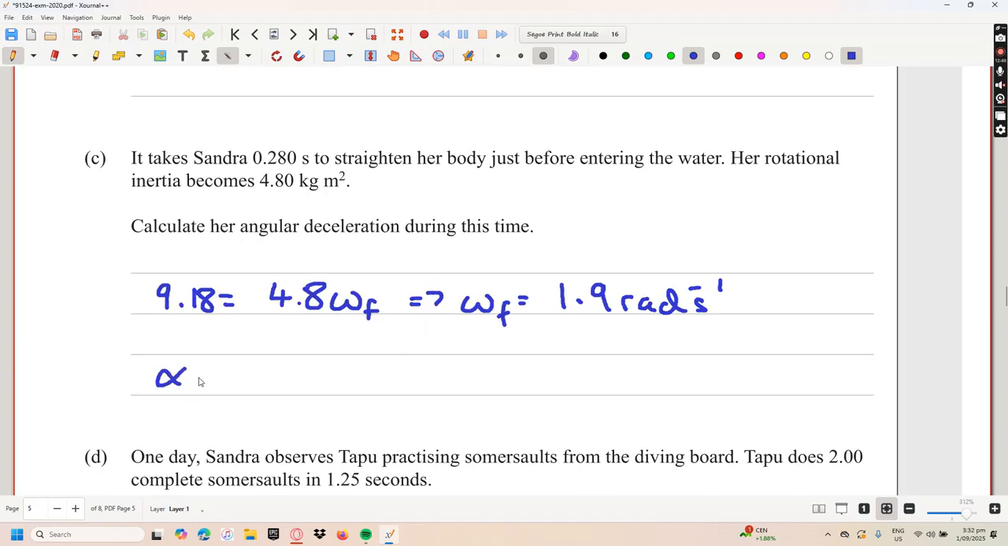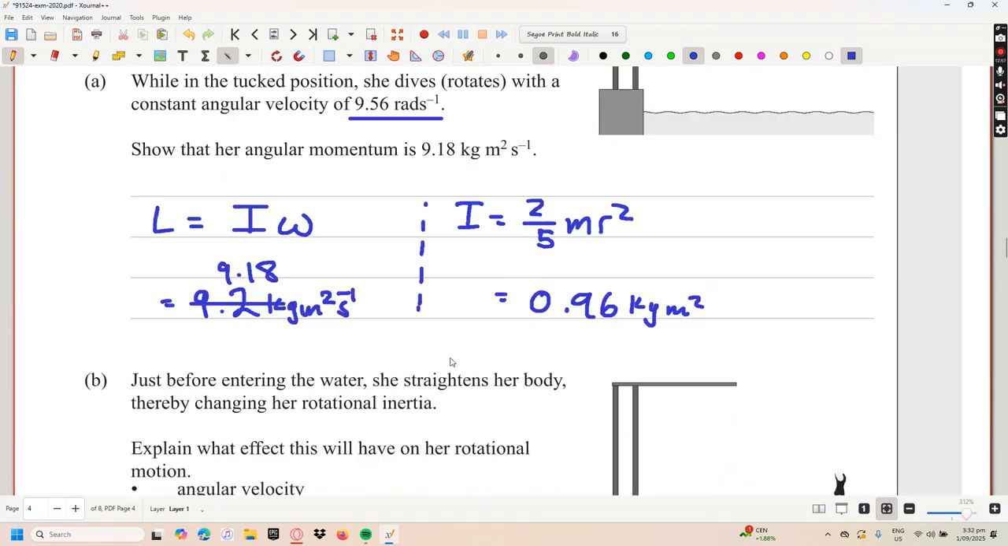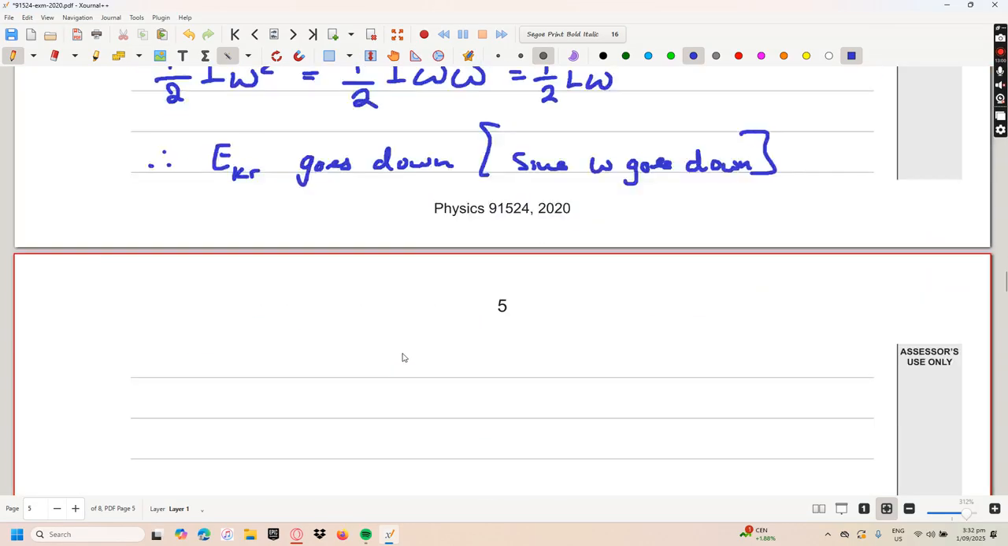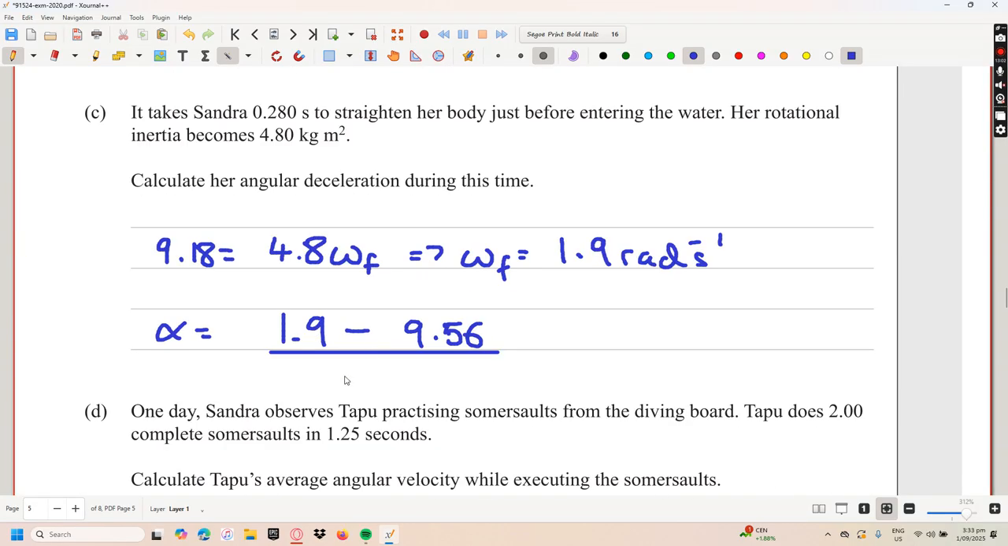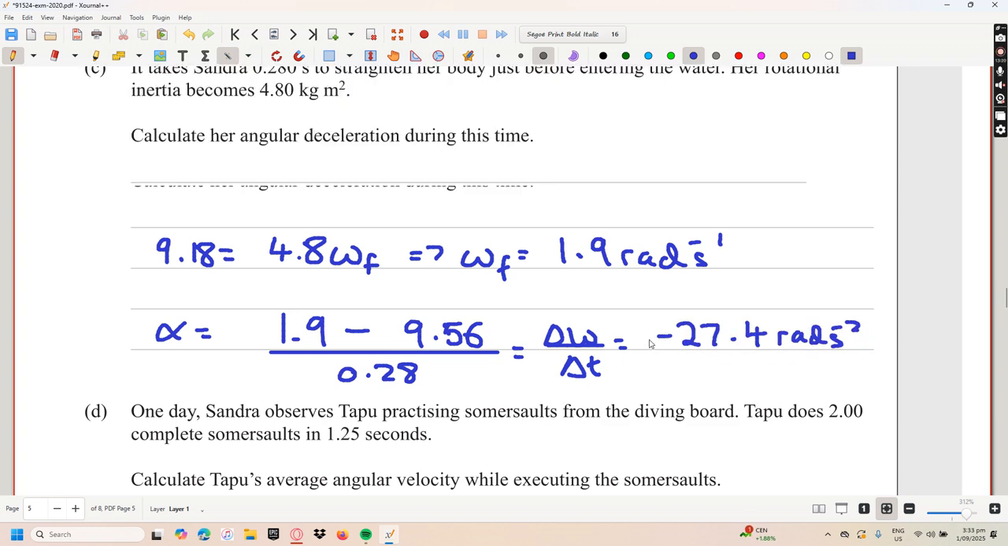So the angular deceleration is the final minus the initial, which was 9.56, divided by the time it took. Remember, that's the change in omega divided by the change in time. And if we do that calculation, we get about negative 27.4 radians per second per second.